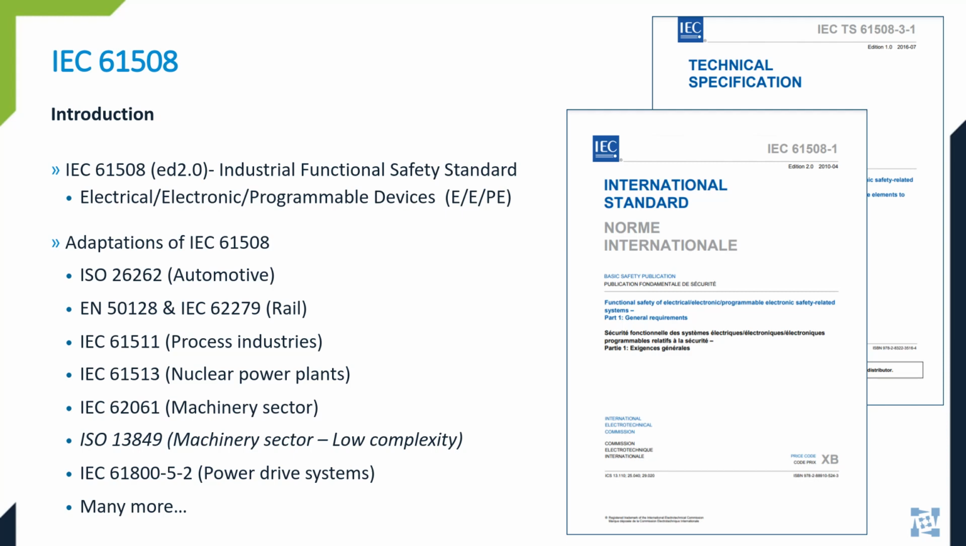And 61508 edition 2.0 is the most current version, but there have been some updates to parts of the standard, and they refer to these as technical specifications. For example, part 3 of the standard has an update or technical specification released back in 2016, which covers requirements for the reuse of pre-existing software. This pre-existing software may have been out in the field for many years, so perhaps already proven and used to be safe, or is it really?